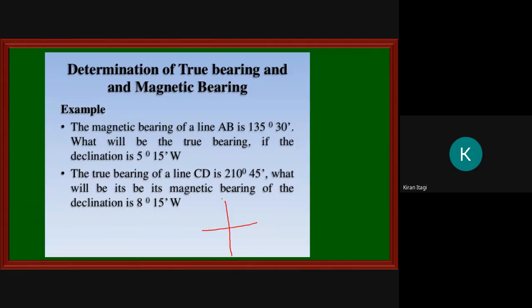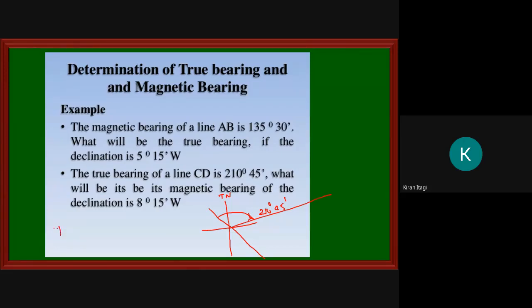If I draw the diagram, this is my true north. And he's saying the declination is towards the western side. And he has given the angle. Say I will take 210 degree 45 minutes.